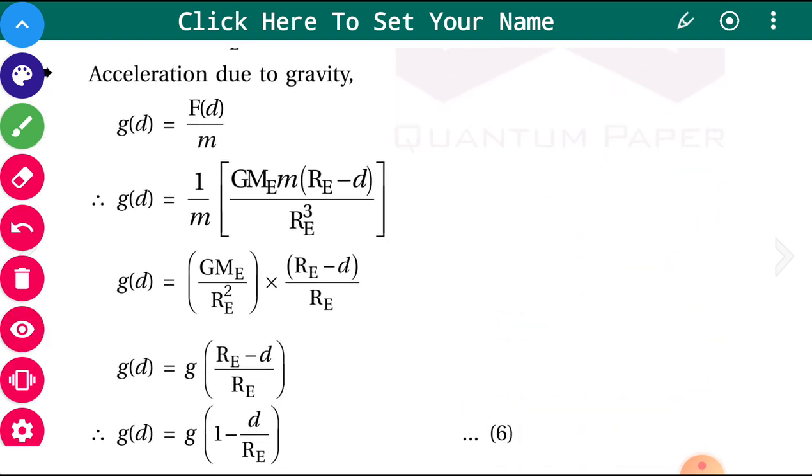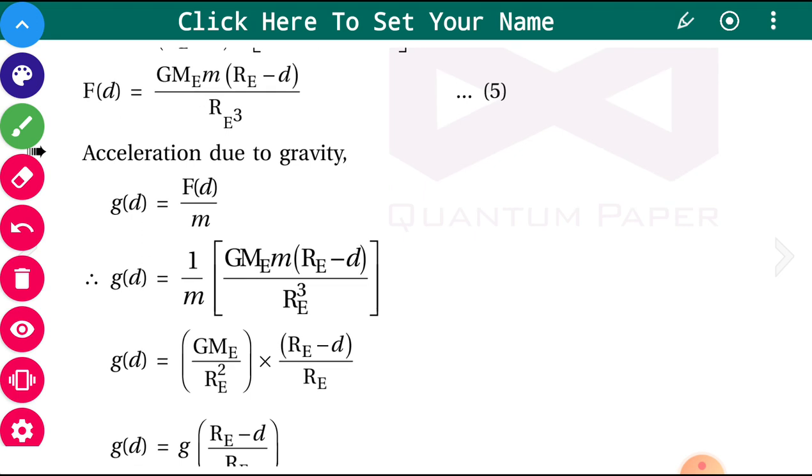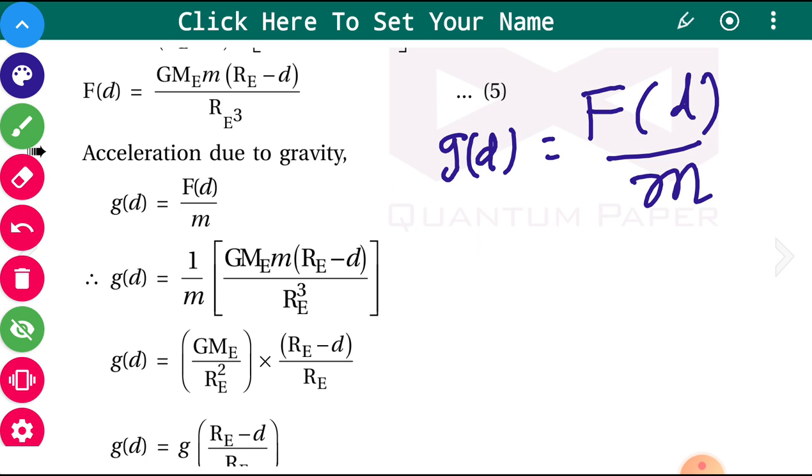Now we know that acceleration due to gravity, that is g of d, the gravitational acceleration at depth d, is equal to force at depth d upon mass, because F is equal to mg. So we are placing this value of force at depth d, which I have written here: g m Me into Re minus d upon Re cube, divided by this m.